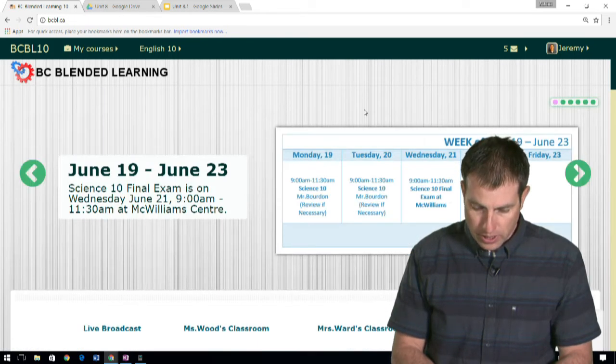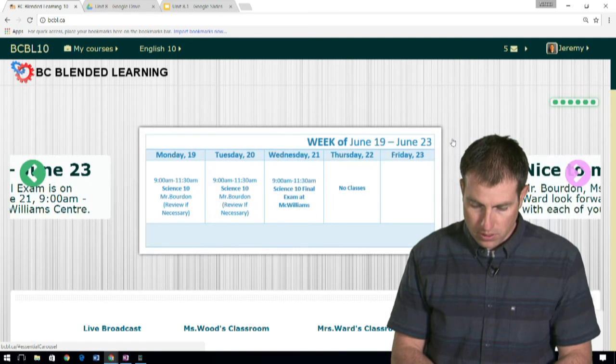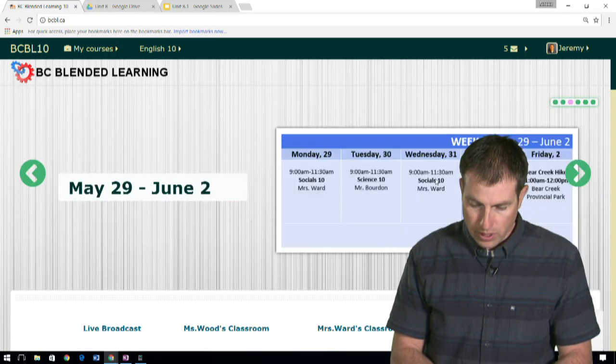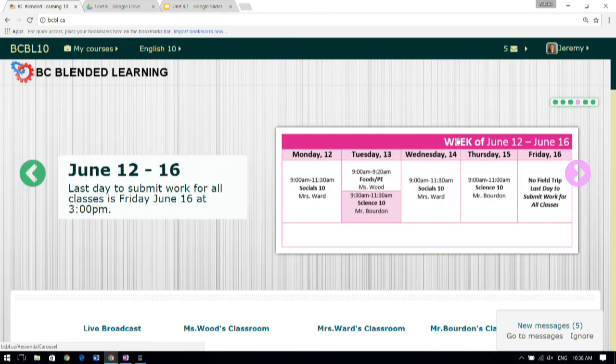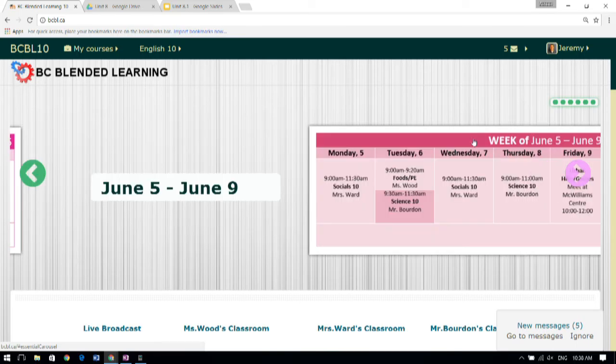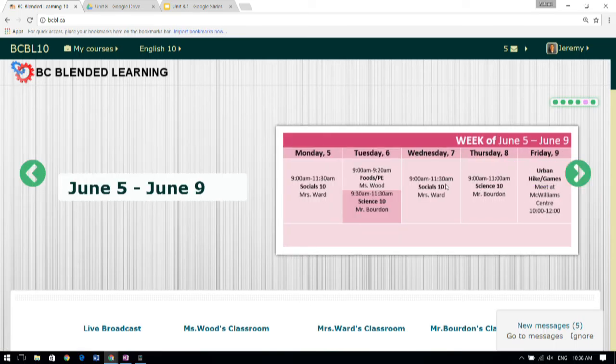I think this Friday, that's this Friday, yeah, right there, is the Bear Creek hike. So 11 o'clock till 12 at Bear Creek Provincial Park on the west side. We just do a hike of the loop up to the waterfall and back down. It's a nice little walk outside, so that's this week. Next week we do a little walk downtown on Friday and then come back to McWilliams. Usually we have some ice cream. It's a good one to come to.